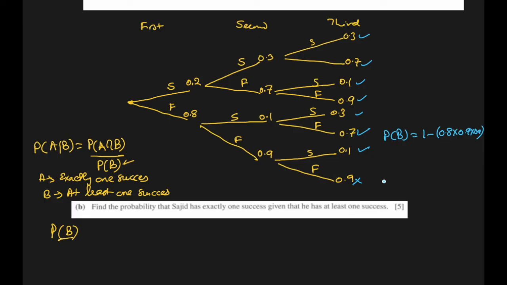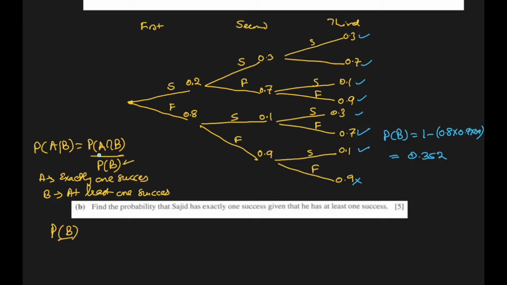No need to add them separately. And what will that be? 8 times 9, 72 times 9 is how much? Which comes out to be 0.352.